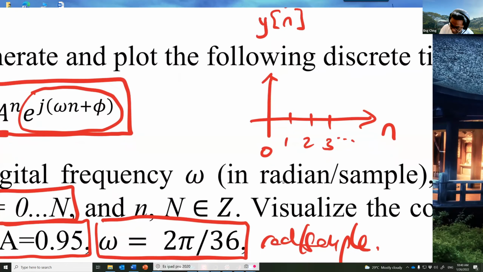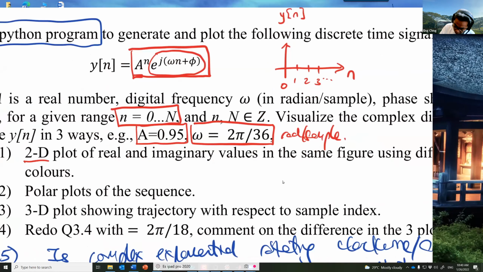Now, I'm going to ask you to make a 2D plot of the real and the imaginary values on the same figure. So you realize that I'm going to ask you to plot two lines. One is the real line, and one is the imaginary line. So maybe the real line would look like this. Later on, you will see that it will look more like, maybe I should use a blue, something like this, for example. And then the imaginary line, if it is in the same place, would look like this, for example. And so on and so forth.